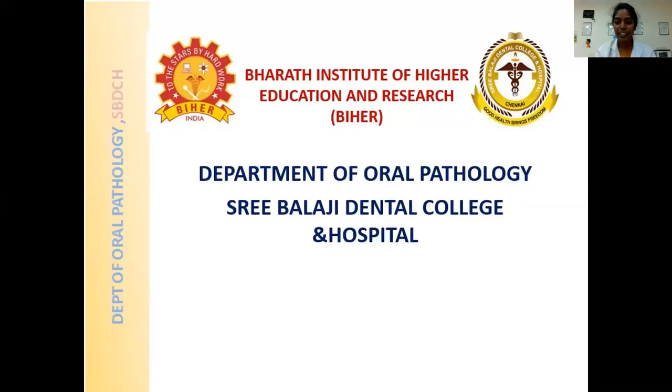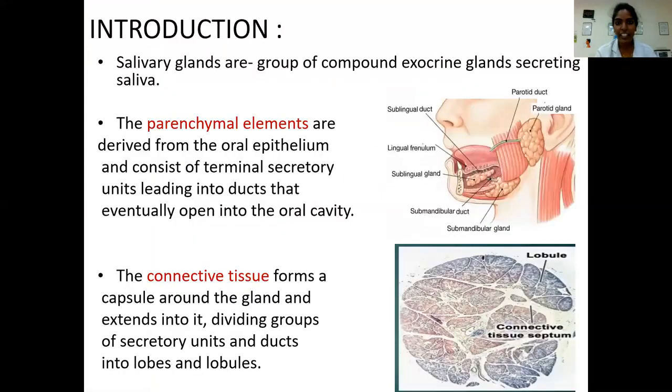Hi all, the presentation now is going to be on embryology and anatomy of salivary gland. Introduction: salivary glands are a group of compound exocrine glands secreting saliva. The parenchymal elements are derived from the oral epithelium and consist of terminal secretory units leading into ducts that eventually open into the oral cavity.